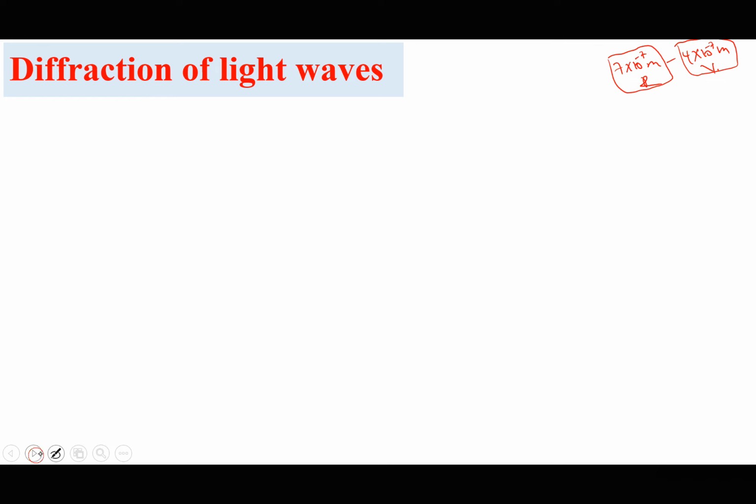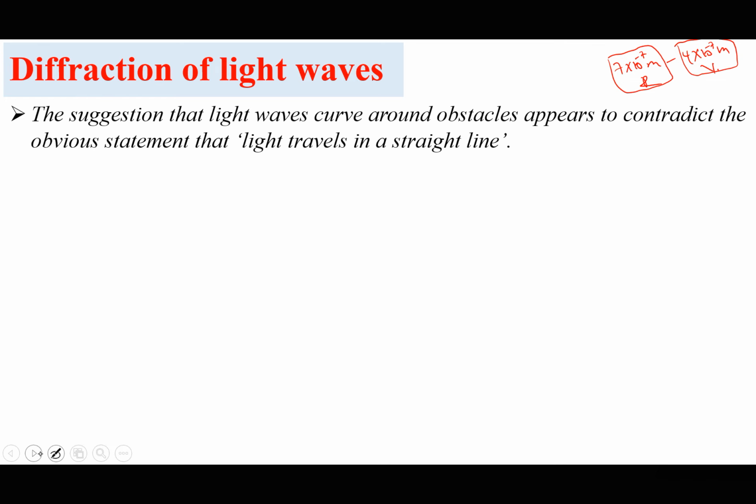So the suggestion that light waves curve around obstacles appears to contradict the obvious statement that light travels in a straight line, which in IGCSE you must have mentioned or must have called the rectilinear propagation of light. So all waves undergo diffraction, including light.